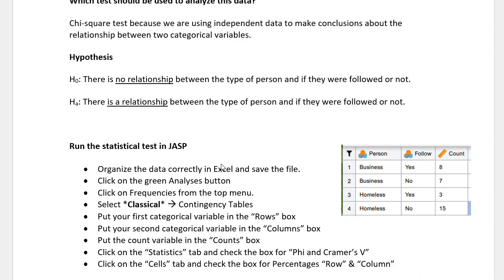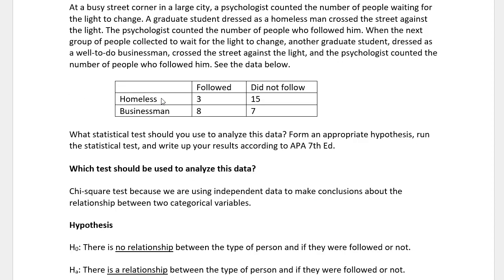So now it's time to run the test in JASP. Now unlike our other ones, this one is a little more complicated, and that's because we can't just copy and paste directly like this. If we did, it would not turn out correctly. So let's go ahead and open JASP.